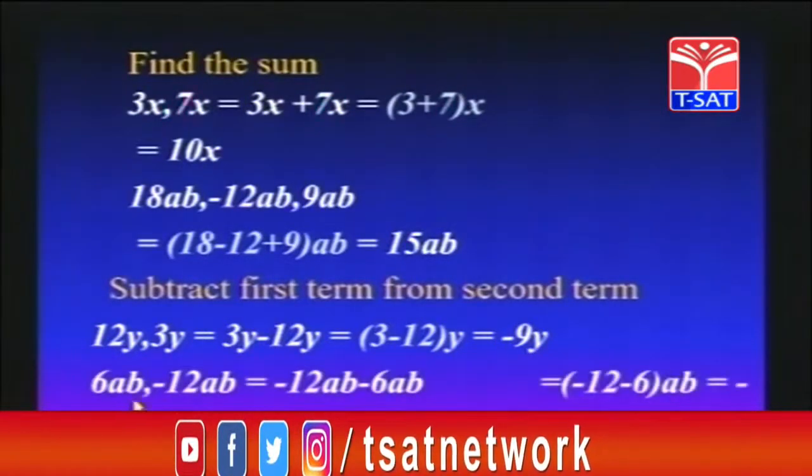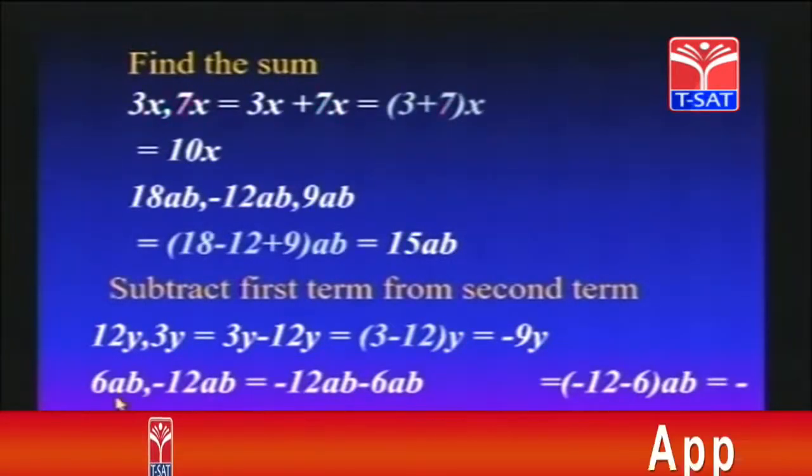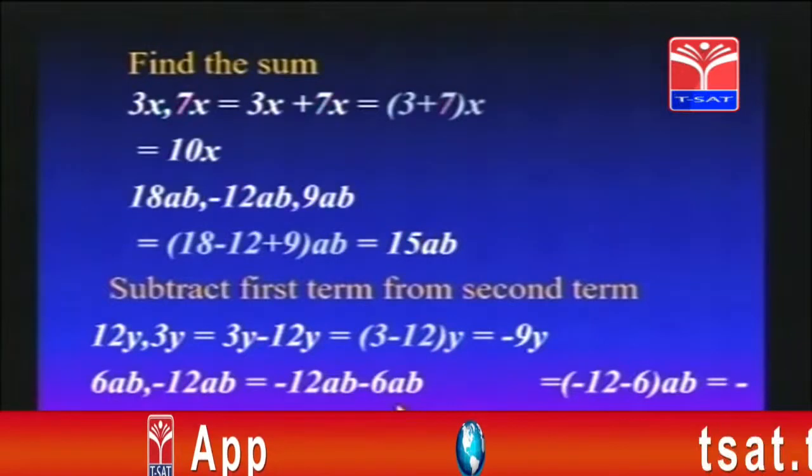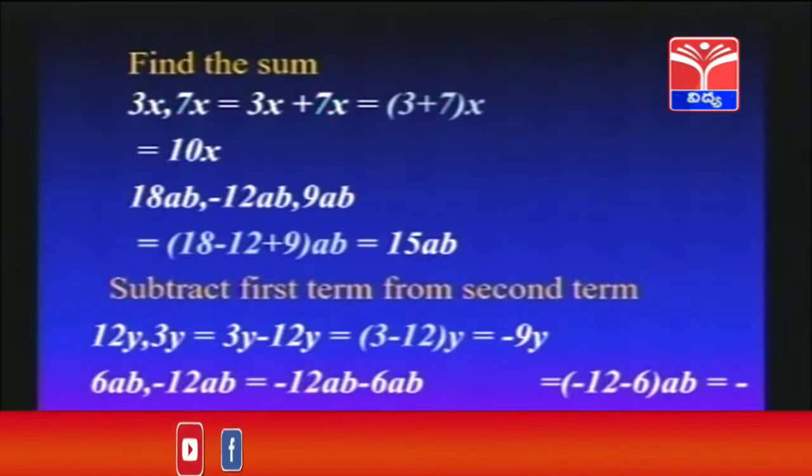Next one, 6ab and minus 12ab. From minus 12ab you have to take away 6ab, that is minus 6ab, and here you can see minus 12 minus 6 times ab, which is equal to minus 18ab.